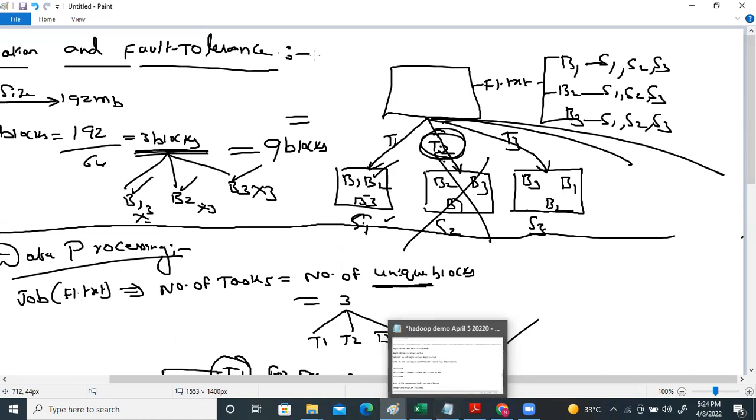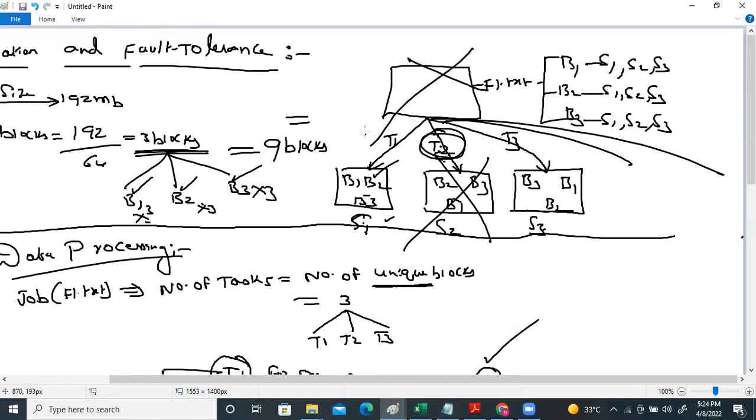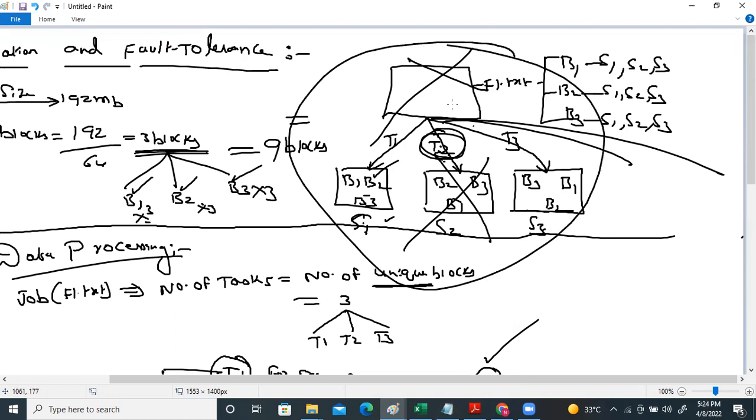But what if my master node is down? The total cluster will be down, right? Because the master node is the one who is going to retrieve the blocks of a file. In which slaves which blocks are available, only the master knows, right? If I want to retrieve F1, which slaves the F1 blocks are stored in, that is everything available with the master, the metadata information. So if the master is down, no storage, no processing, right?